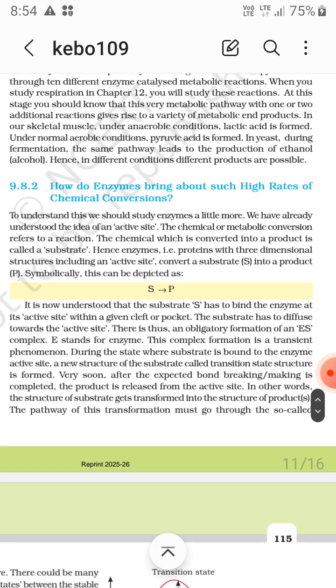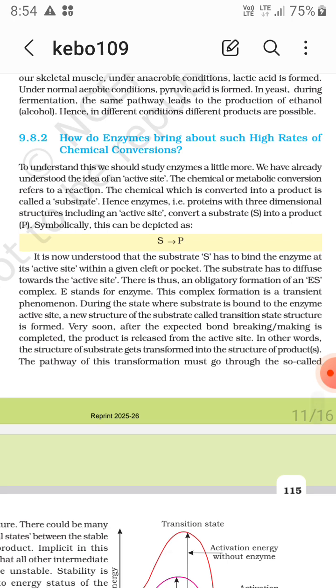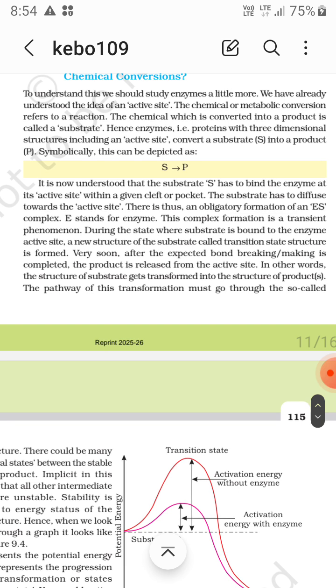Now S, the substrate, has to bind to the enzyme at its active site within a given cleft or pocket. The substrate has to diffuse towards the active site. There is thus an obligatory formation of an enzyme substrate complex. Now this complex is a transient, temporary phenomenon, right?